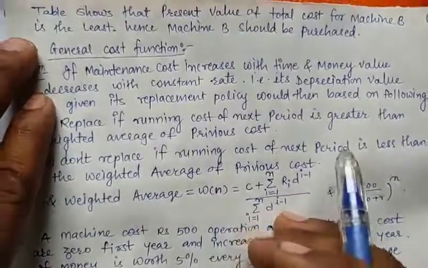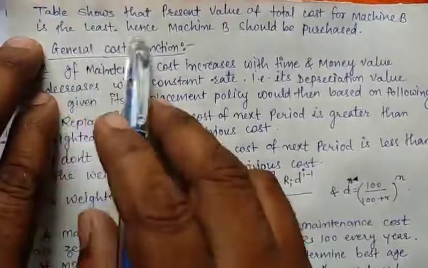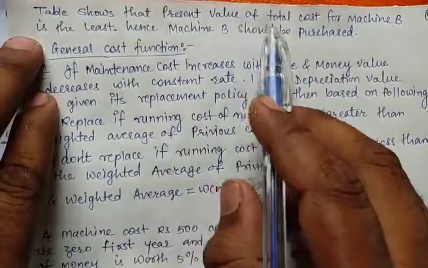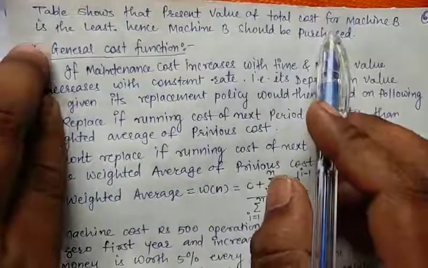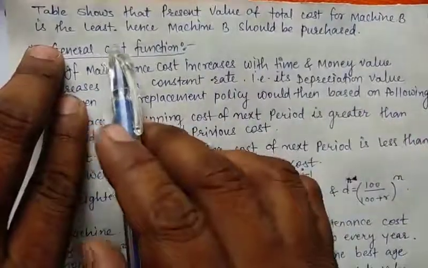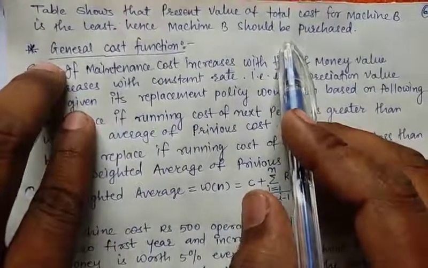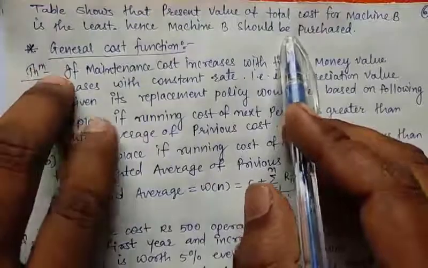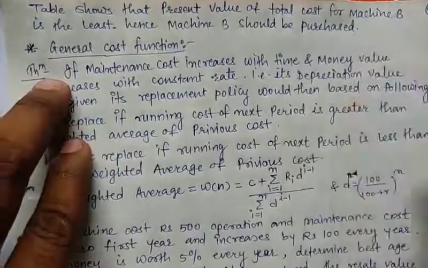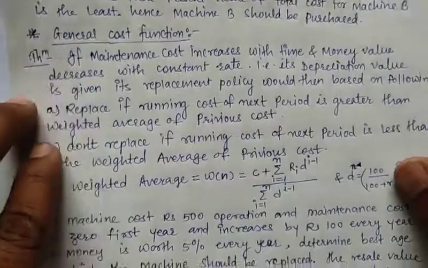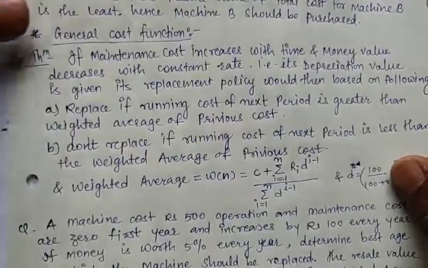Therefore, from our table, we see that the present value of total cost for machine B is minimum, which is least. Hence, machine B should be purchased because it gives minimum net cost. Now, next point, we will see the general cost function. Now, we will see the statement of the theorem.